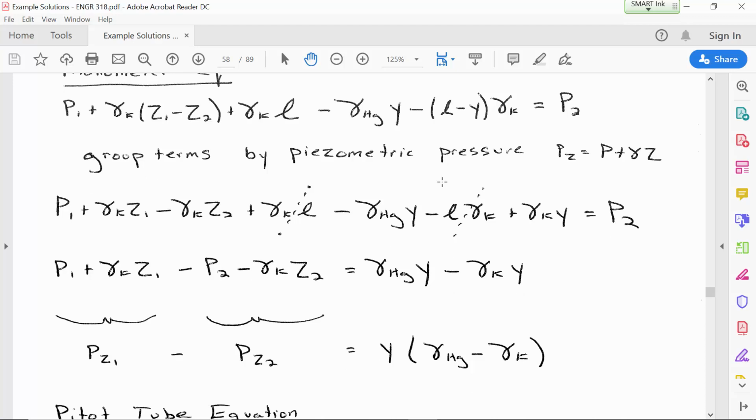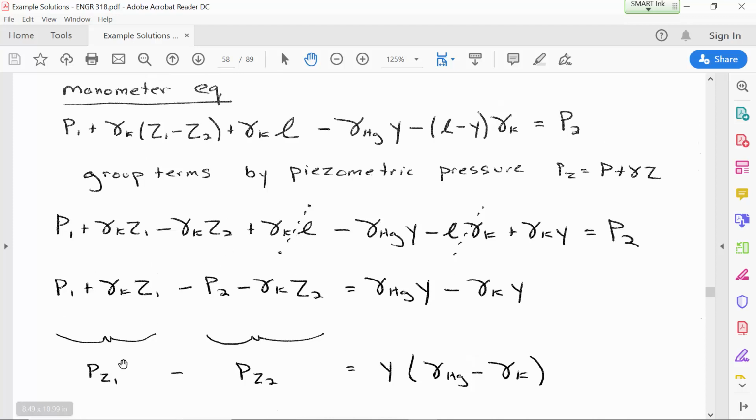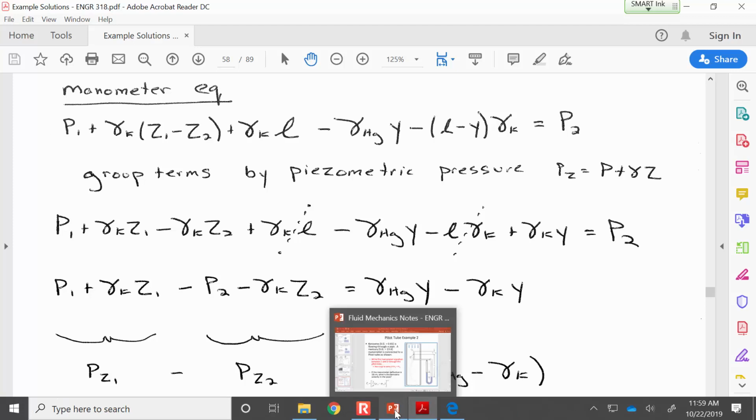All right, so maybe you already remembered the pitot tube. Maybe you already remembered that in a differential manometer, the change in piezometric pressure is just the deflection multiplied by the difference in the unit weights. But even if you don't remember that key fact, you can always prove it to yourself by applying the manometer equation between the 2 points of interest.